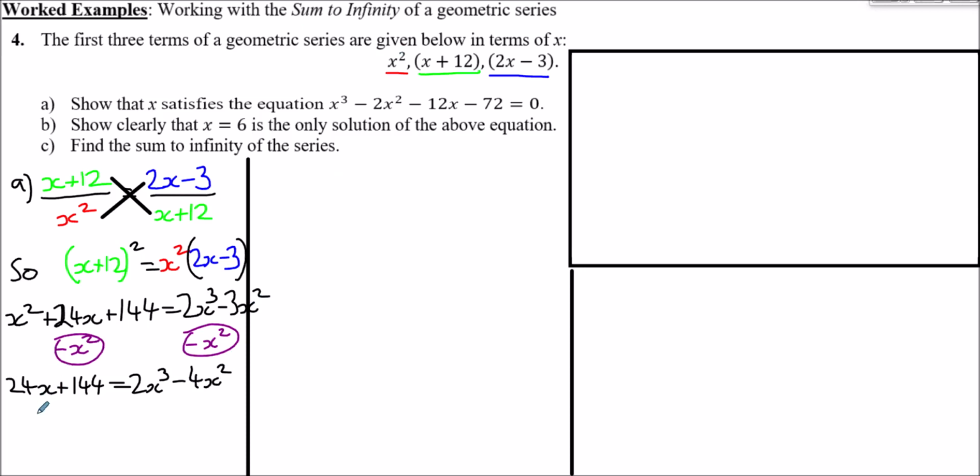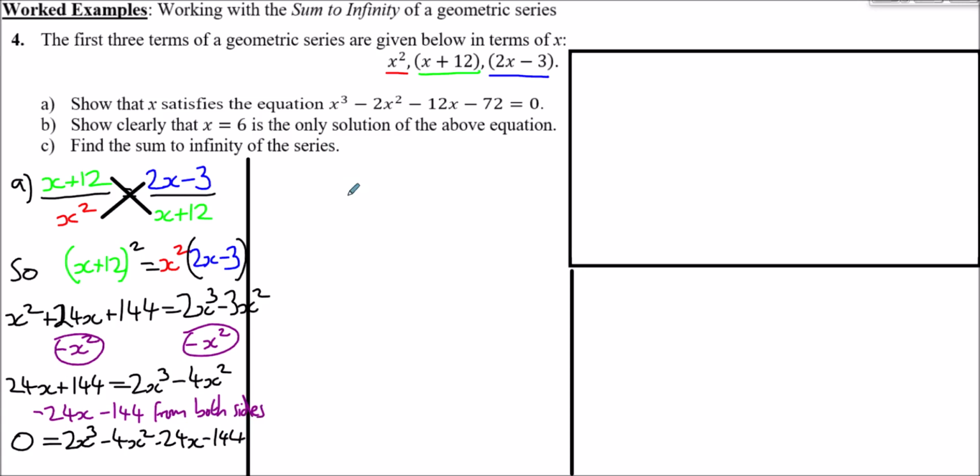Next, I can subtract the 24x on both sides. And in fact, why not just subtract the 144 as well? So subtract that and that from both sides. So then we have 0 equals 2x cubed minus 4x squared minus 24x minus 144.